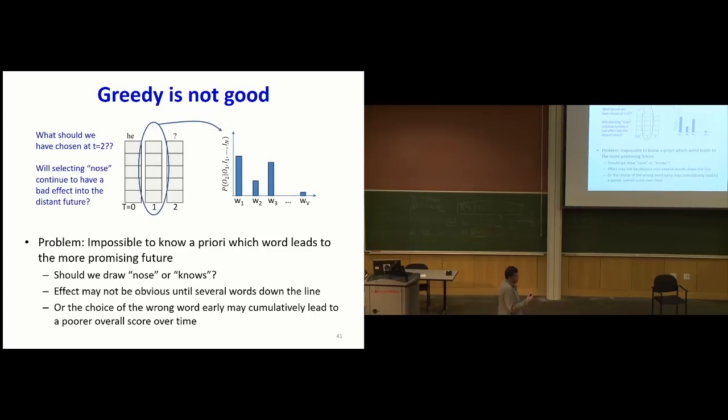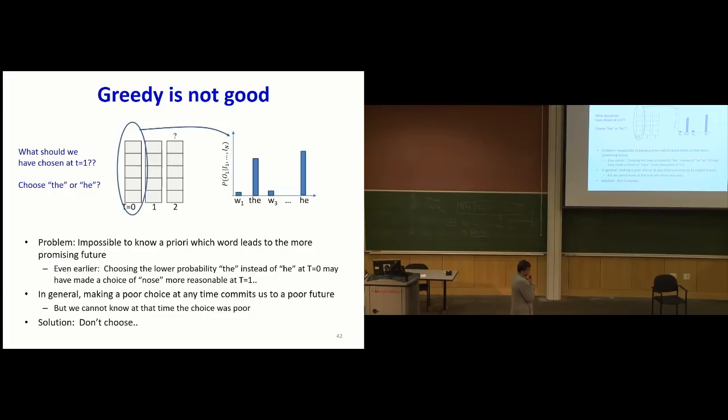In fact, the influence may not be immediate. Choosing the word "nose" over here might cause the probability distribution to get flattened 5 words down. So the consequence is not even immediate. The choice of a wrong word early can actually cumulatively lead to a poorer overall score over time.